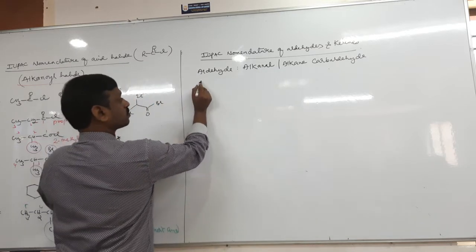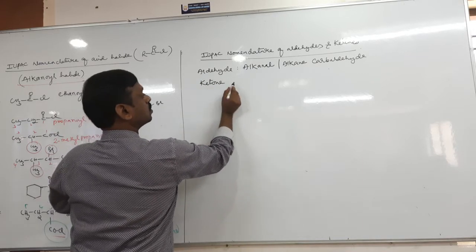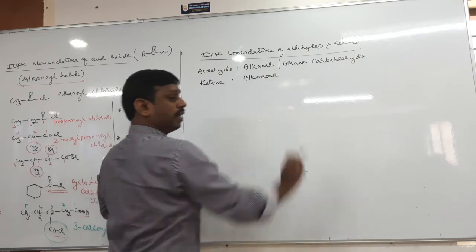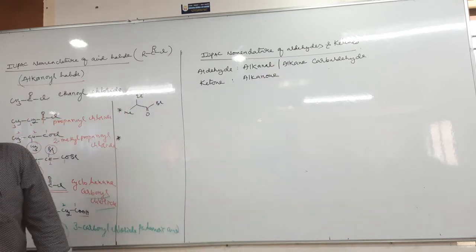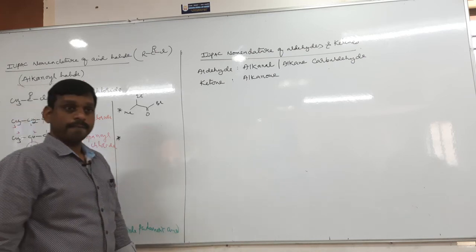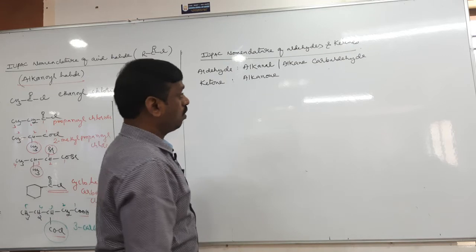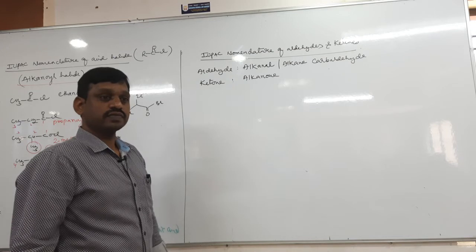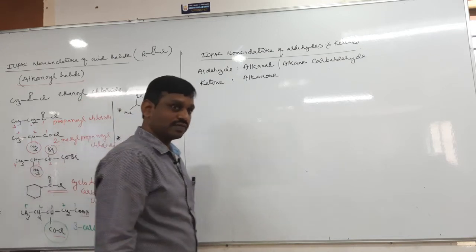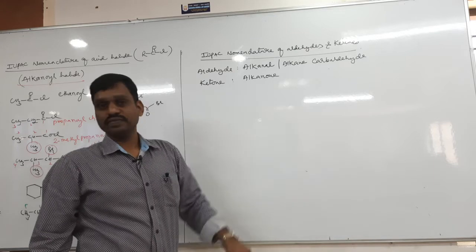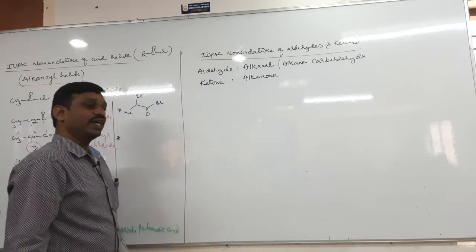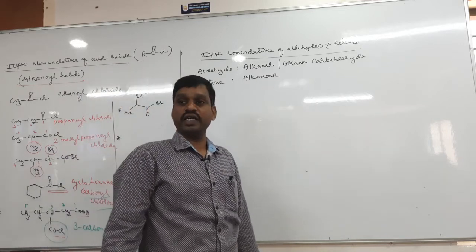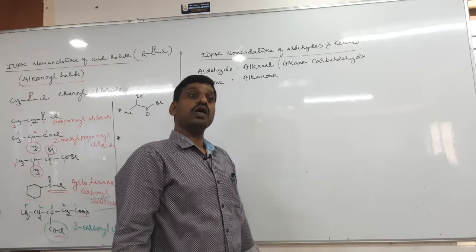Next, ketone. It is alkanone: ethanone, methanone, propanone, butanone, alkanone. Then where is alkanone not possible? Alkanone is possible in all cases. You can take a substituent, that is different. Ketone can be taken as a substituent, that is called oxo.